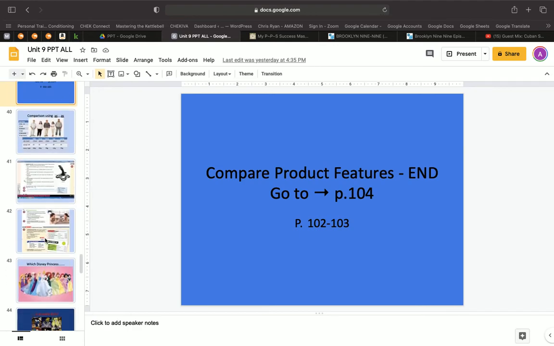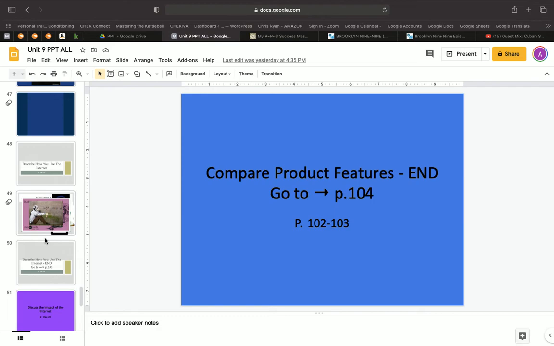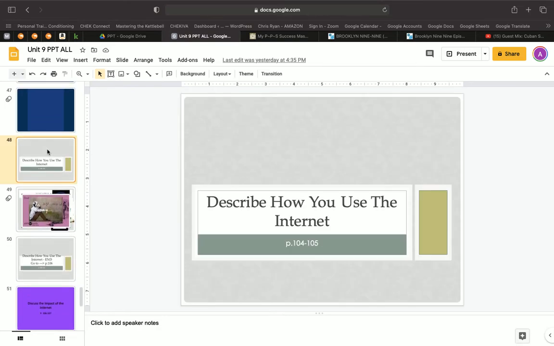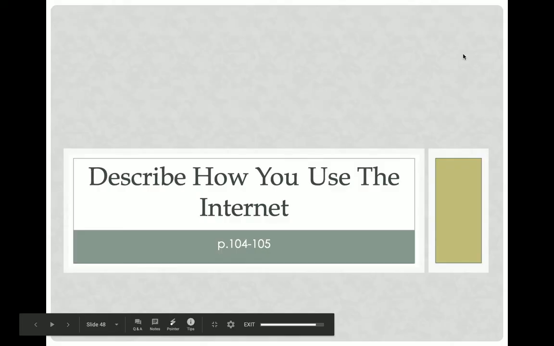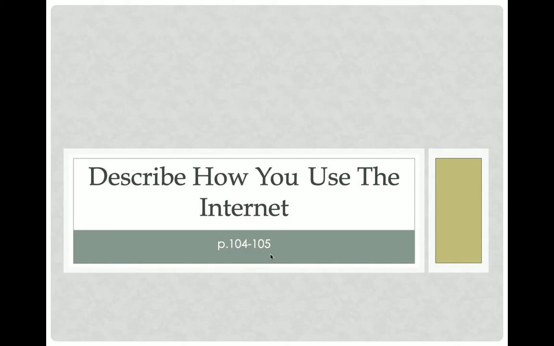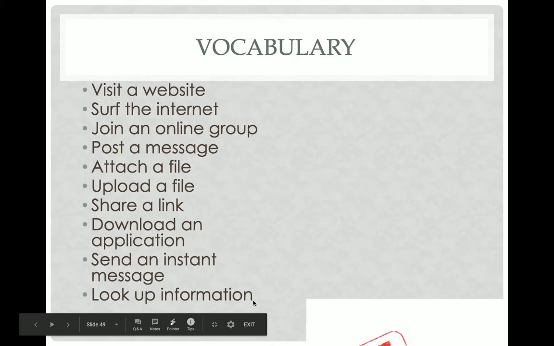Go to page 102 and 103. Looks like it's this one. Here in this section, we're going to describe how you use the internet on page 104, 105. We're going to visit a website, surf the internet, join an online group, post a message, attach a file, upload a file, share a link, download an application, send an instant message, look up information.